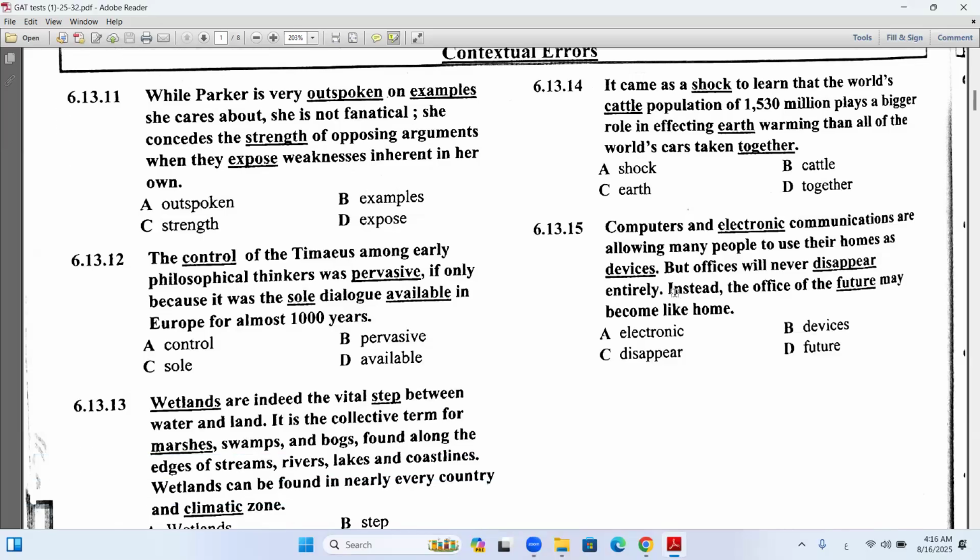Number 15, I chose B, device. Yeah, big computers and electronic communications are allowing many people to use their homes as devices. Not as devices. I mean like headquarters, like an office, like a company. Okay, it's a place, a setup, a place where they work. But offices will never disappear entirely. Here, I'm talking about a place of work, not devices here.